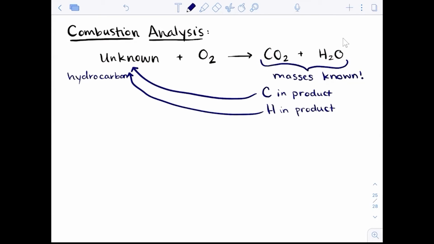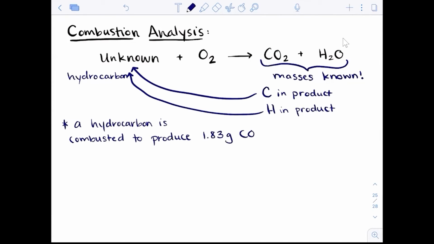So for instance, here would be the data question. A hydrocarbon is combusted in the lab to produce 1.83 grams CO2 and 0.901 grams H2O. Determine the empirical formula.